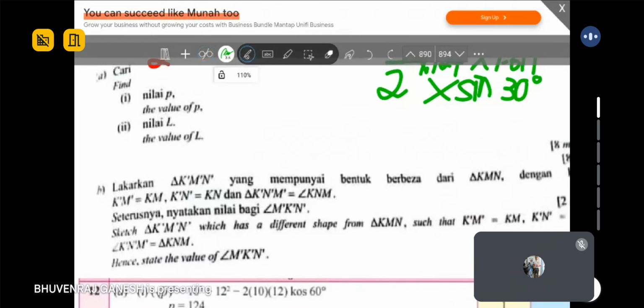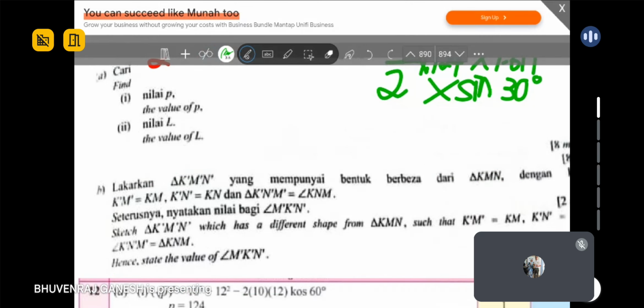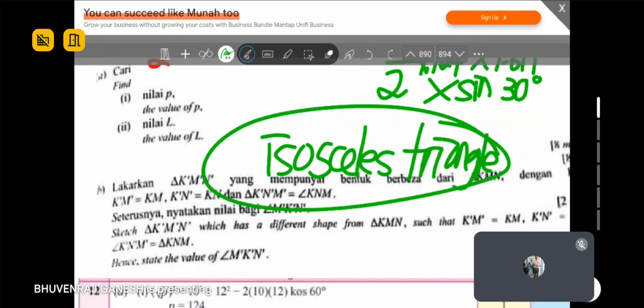A lot of you don't know how to sketch. Am I right? Kamu semua tak tahu macam mana buat ni. Sangat senang guys. Always remember this concept untuk soalan lakaran segitiga ni. Isosceles triangle. Biasanya soalan akan main konsep ni. You must try to form an isosceles triangle. Yes, ambiguity cases. Okay, they will always test you on this.